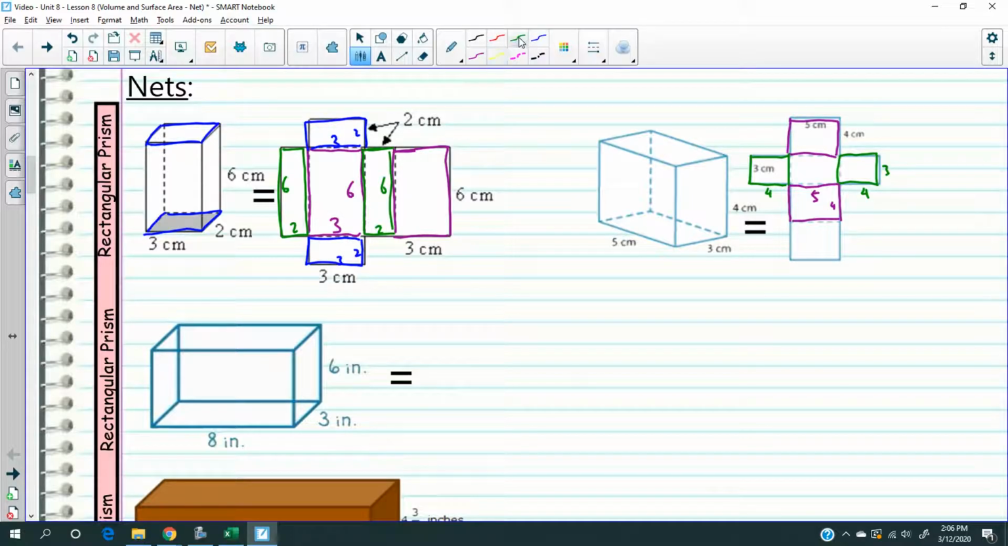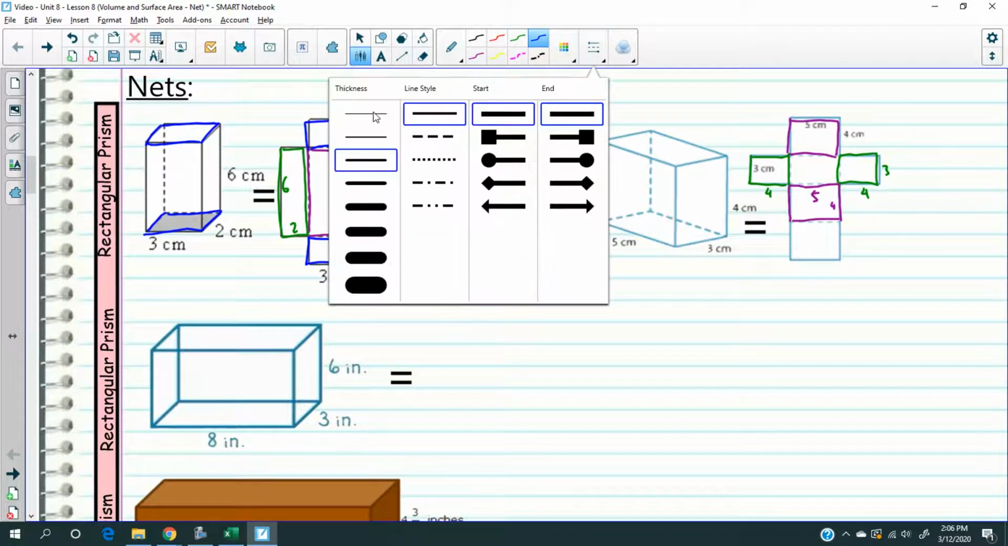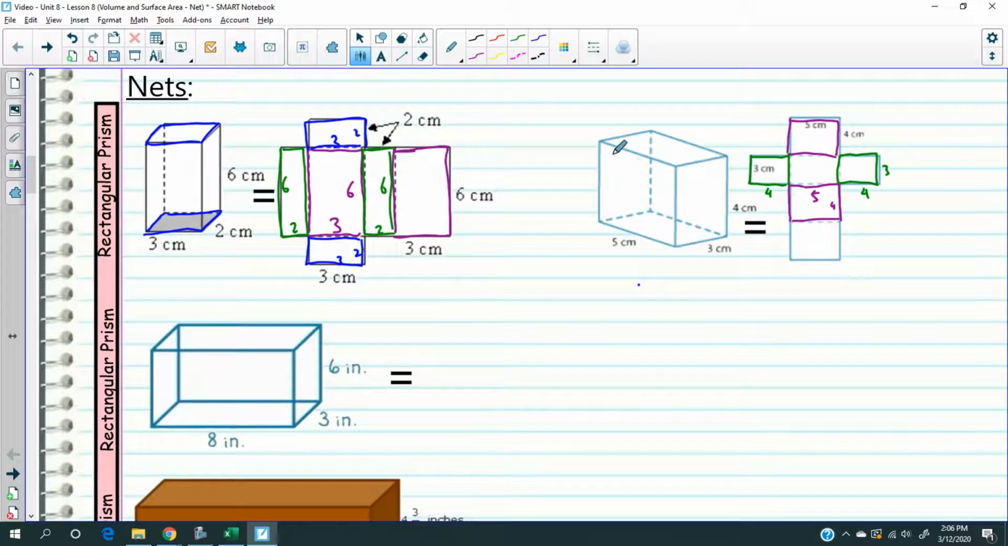So let's use blue. We got the bottom here, 3 by 5, like so. Okay, so that's a 3 by 5. Let me color that in. And then 3 by 5, like so. Okay, so that's how you do it.